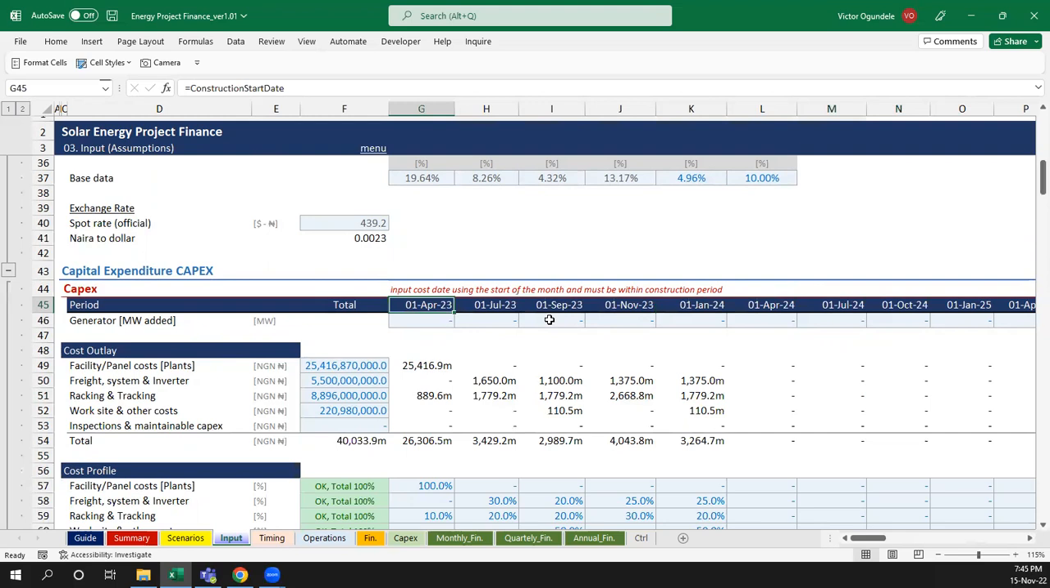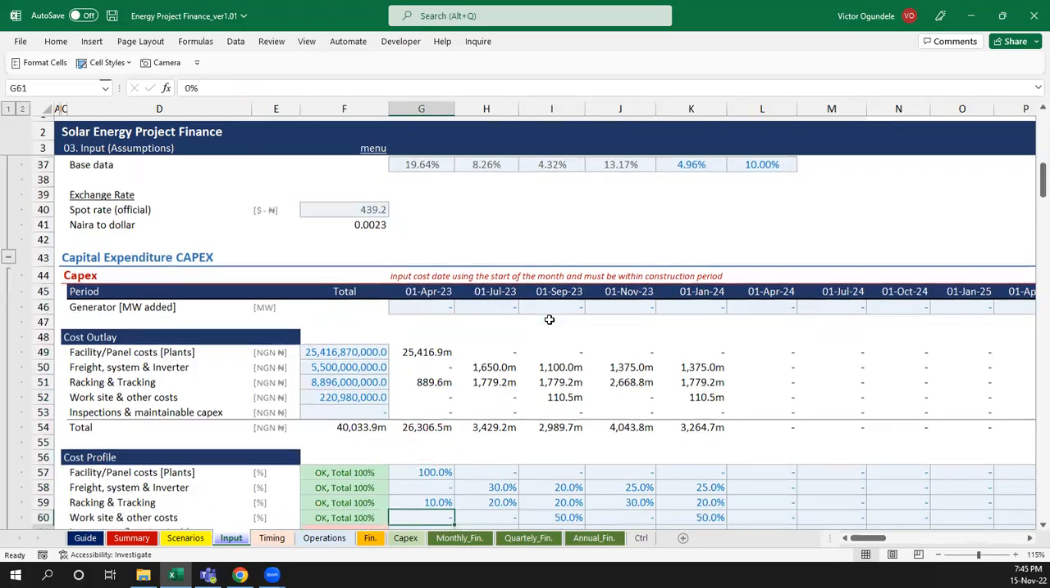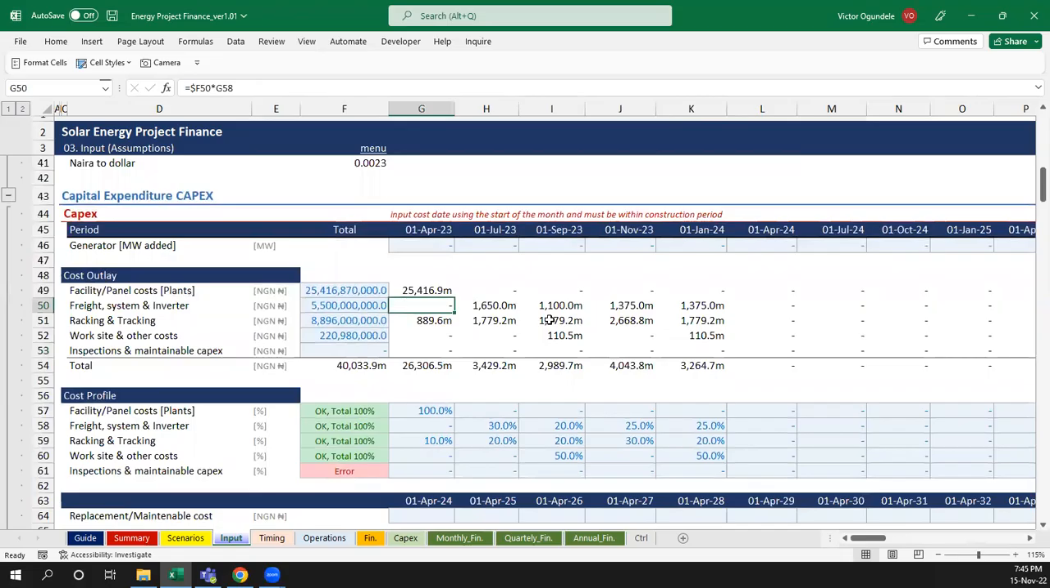And the period should always be a start month, right? Then these are our cost outlay. We are saying facility, cost of building the panel and the whole thing. So here you just put the total amount. You put the total amount here under the total input. Then you come below it where you see this cost profile. So yes, you are saying you're going to get the 40 billion. So the way it works is this.